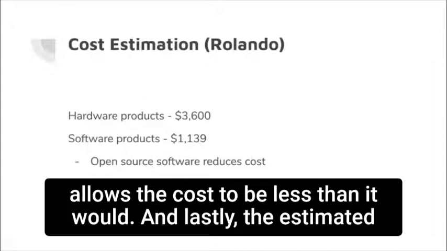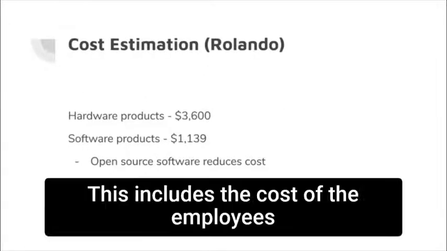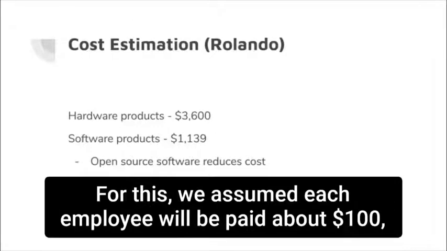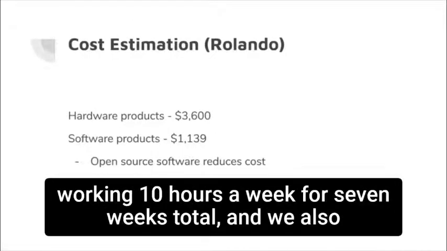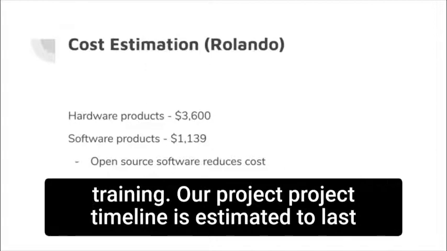And lastly, the estimated cost of personnel is $50,252. This includes the cost of the employees that will code the final product, and also the cost of training. For this, we assumed each employee would be paid about $100 an hour, working 10 hours a week for 7 weeks total. And we also added an extra $1,252 to the budget to account for the employee training.